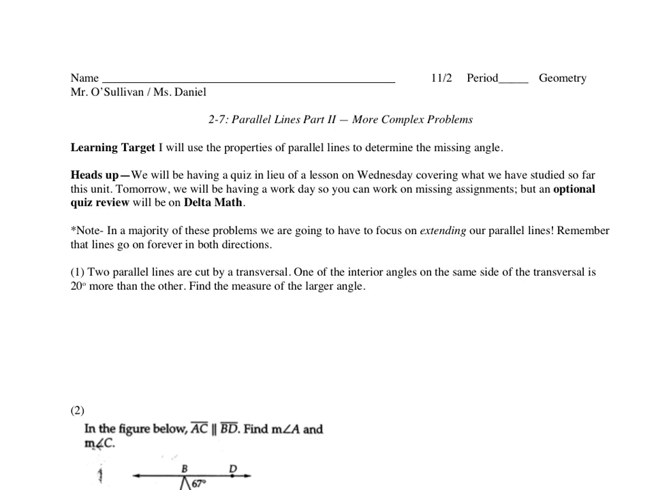O'Sullivan. Today we're going to be looking at Lesson 2-7, Parallel Lines Part 2, More Complex Problems. The reason why I call them more complex is because our visuals are going to be a little more complex. Just before we go into today's lesson, I just want to give you a heads up as to where we're heading for the rest of the week.